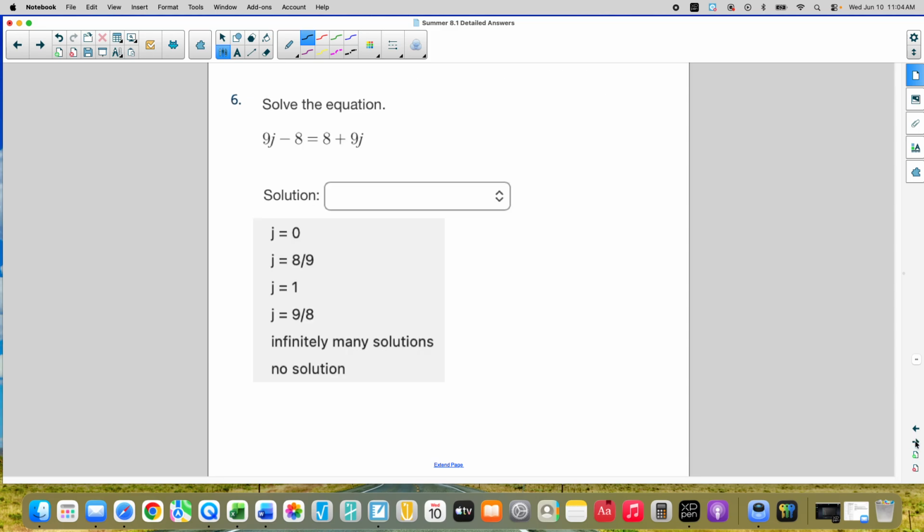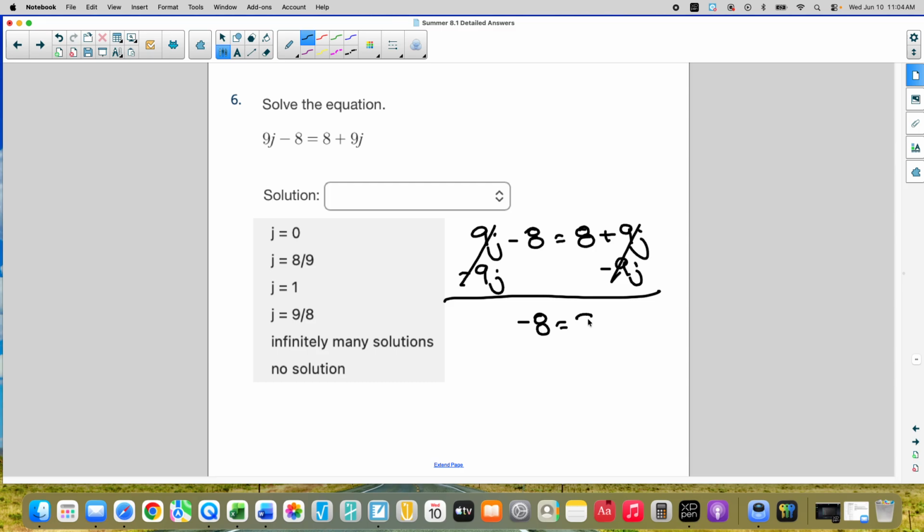Solve the equation. Ooh, this is a good one. I love this problem. All right, so we have 9j minus 8 equals 8 plus 9j. I always move my variables first. We have variables on both sides. We have constants on both sides. I'm always going to move my variable first. So I'm going to move it across. These cancel. These actually cancel also to make 0. And you're left with negative 8 equals 8.